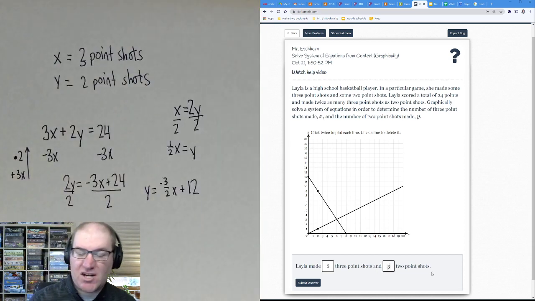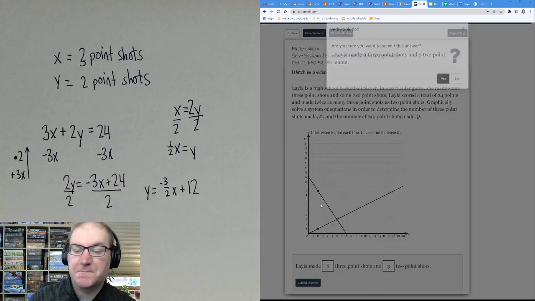Before I hit submit, let's check that. 6 3-pointers would be 18 points. 3 2-pointers would be 6 points, and those two do add up to 24. And the 6 is double the 3. So all the constraints they list in this problem, these numbers do match that. So let's submit that.